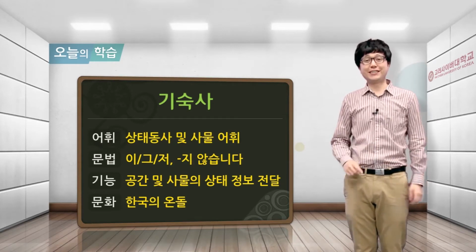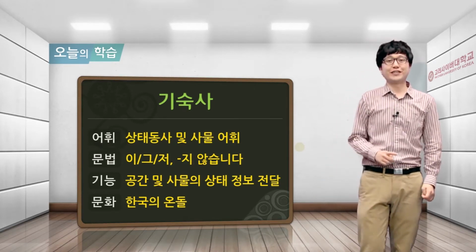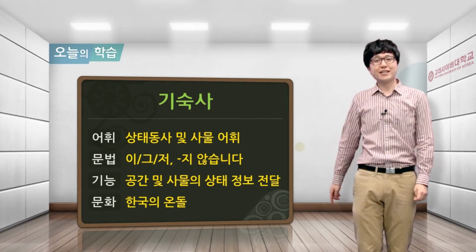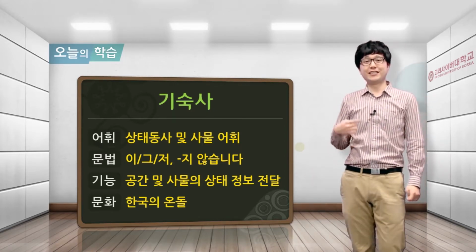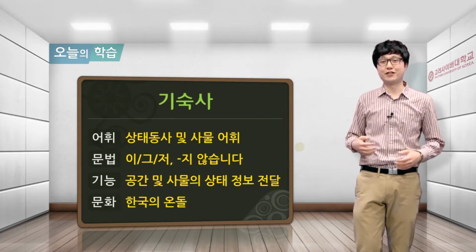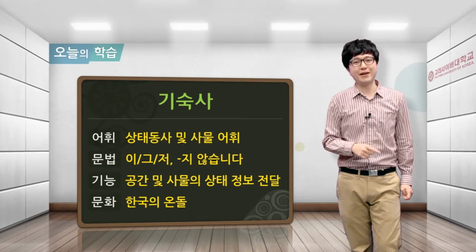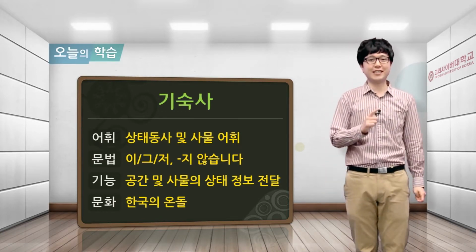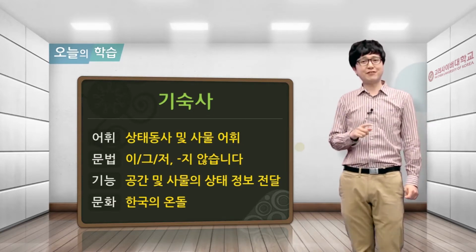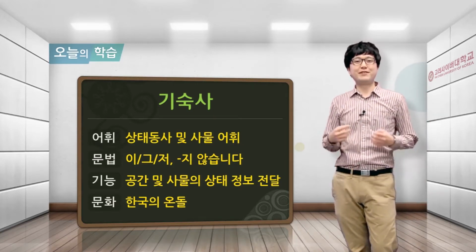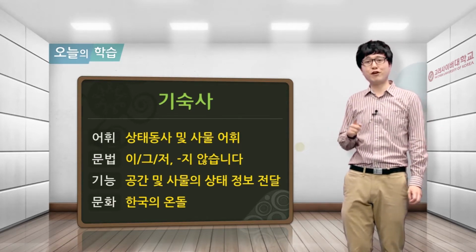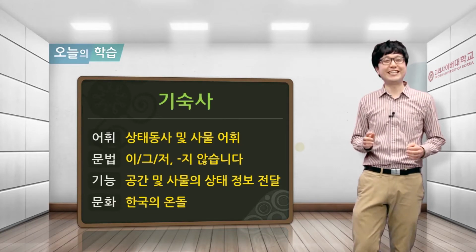Today we will be studying the lesson 이 방은 겨울에 따뜻합니까? Or, is this room warm during the winter? The theme of today's lesson is dormitories. In this lesson, we will learn about vocabulary concerning objects and words to describe them, and the grammatical points 이, 그, 저, and 지 않습니다. After this lesson, you will be able to describe different places and objects. Also in the culture section, we will explore Ondol, Korea's floor heating system.